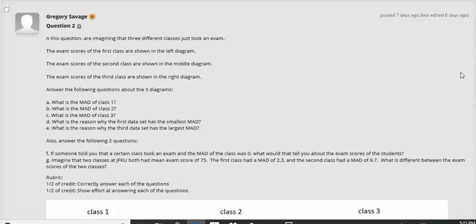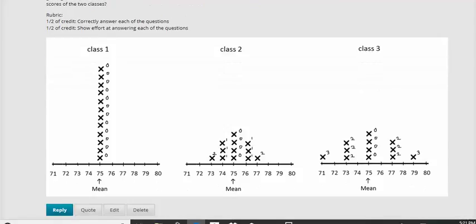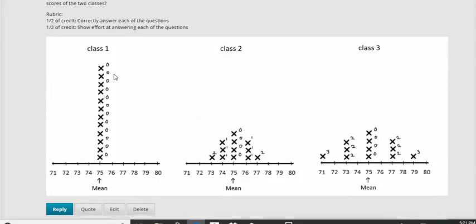To answer A, B, and C, we have to go down to this picture right here. This picture is showing three different classes. Each class has 12 students, and each class just took an exam. In class 1, the 12 students all got 75s. In class 2, there's a little bit more spread. The scores go from 73 to 77. In class 3, there's even more spread or dispersion. The scores go from 71 all the way up to 79.